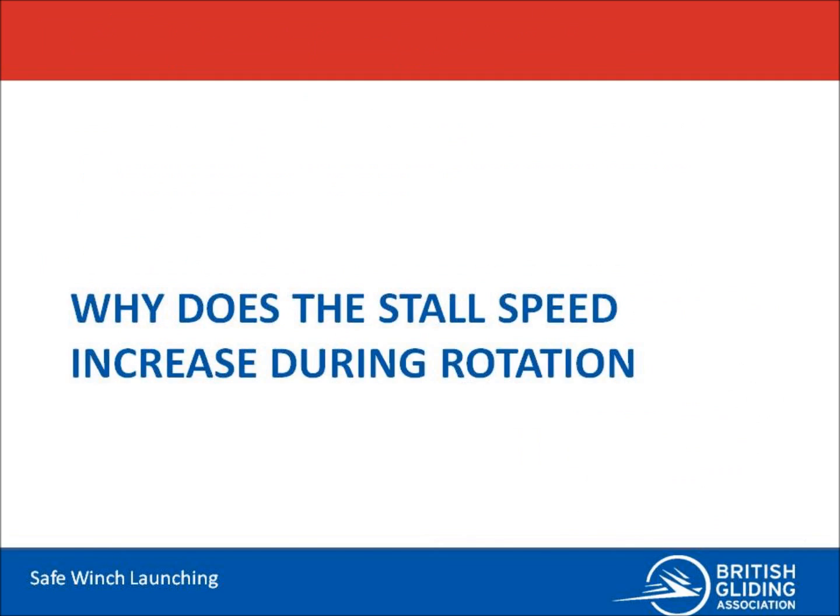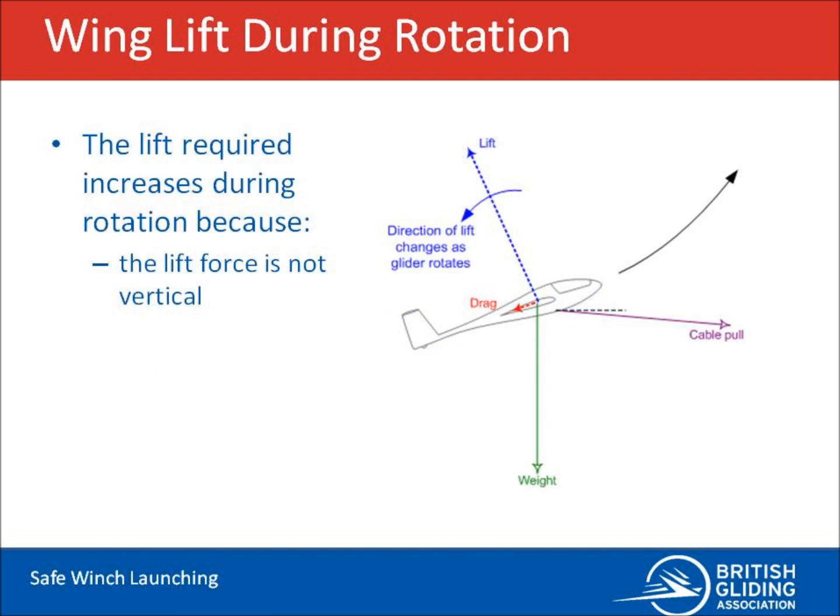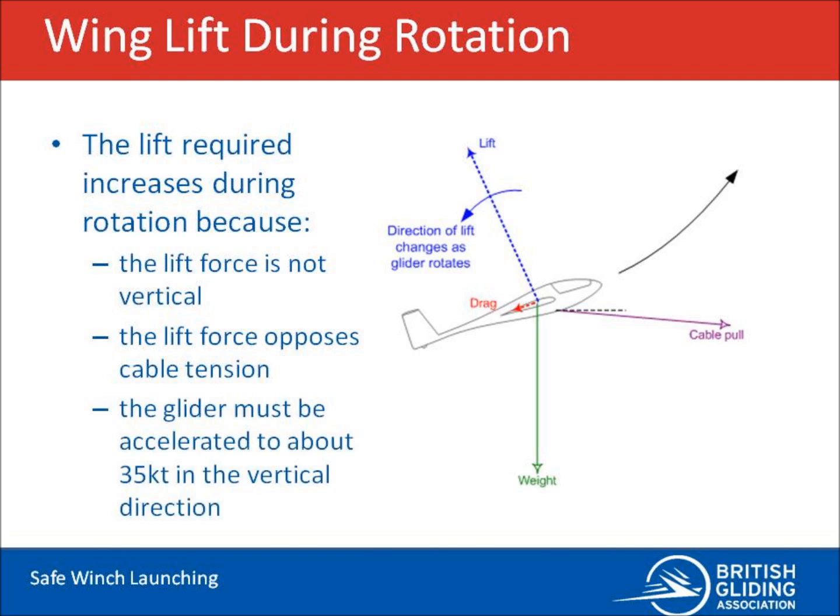Why does the stall speed increase during rotation? The stall speed increases because the wing is required to make extra lift. When the lift is not vertical, increased lift is needed to provide enough lift in the vertical direction to support the glider. More lift is also needed because some of the lift is neutralized by opposing the pull in the launch cable. But the biggest contribution to increased lift during rotation is to generate the force necessary to accelerate the glider in the vertical direction from 0 knots at takeoff to about 35 knots at the end of the rotation.